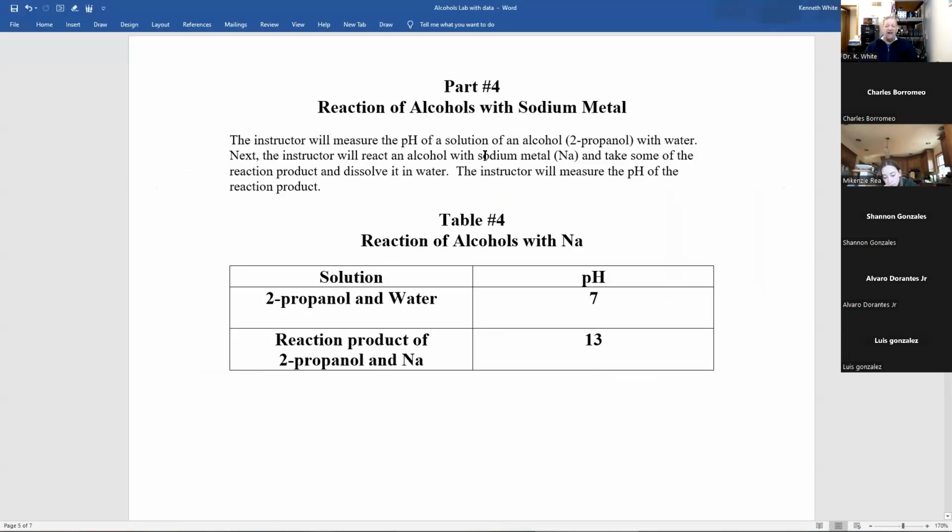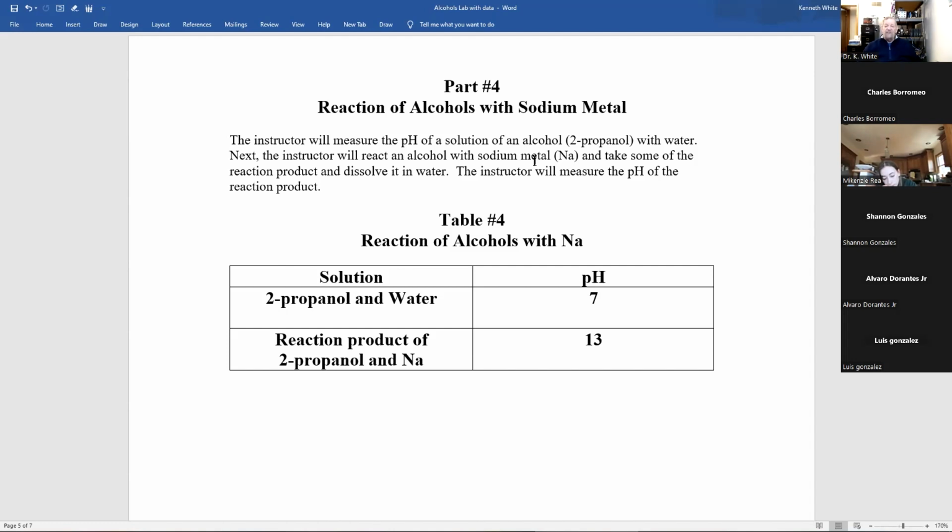With this lab, what I would do, and this is what Dr. White would do, is in a beaker, I'd have some isopropanol in water. I measure the pH of that, and it's 7. Then I take some isopropyl alcohol and put in sodium metal. And you get to see something really cool. You can find it on the internet if you want. You'll see a lot of bubbles form.